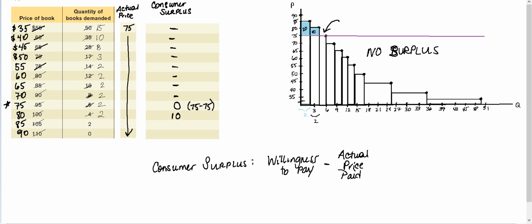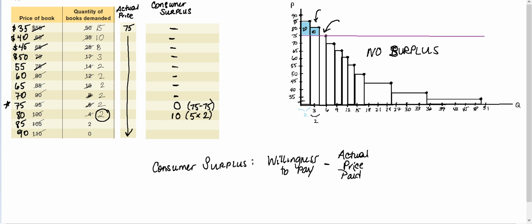So I'm just going to put in parentheses that this is 5 generated for each individual times 2 individuals. And that 2 I'm getting from the fact that 2 more had entered the market to purchase at $80. They had their willingness to pay for the book at $80. And that 10 there corresponds with the first area that I had calculated for the shaded portion of the bar, there where I drew that arrow.